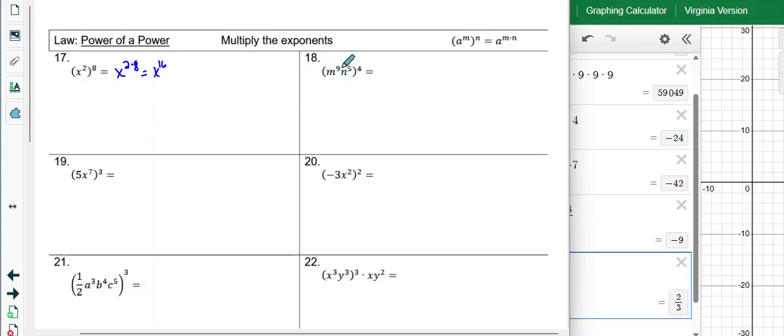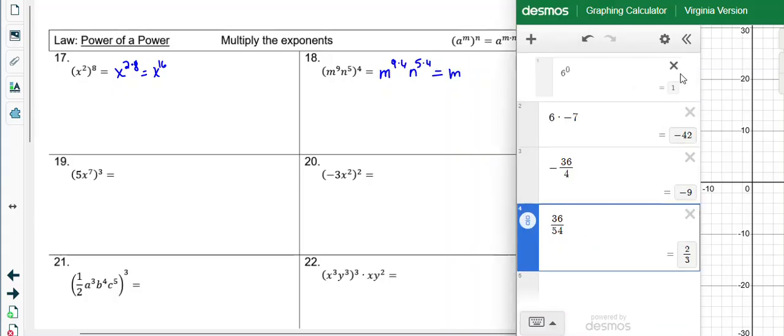And then here, we can go ahead and distribute. So this is m to the power of 9 multiplied by 4. And then n to the power of 5 multiplied by 4. Okay, so this ends up being m to the 9 times 4. Let me erase a bunch of stuff here.